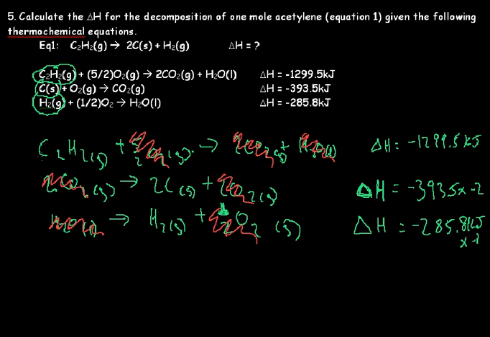So if I look at all the things that I've got left, I have C2H2 forming 2 carbons and H2. And now all I have to do is add together all of my delta H's. And if I do that, I should end up with negative 226.7 kilojoules. And that's how you do that problem.